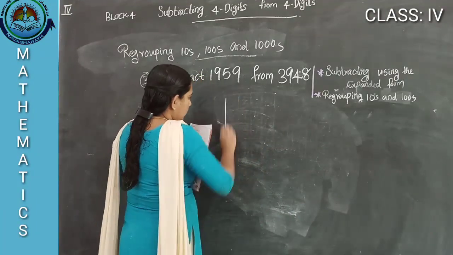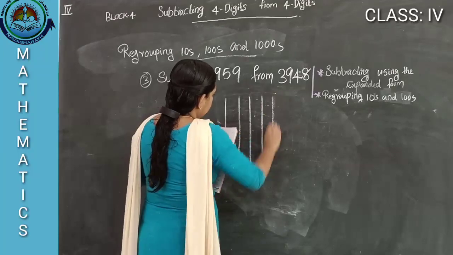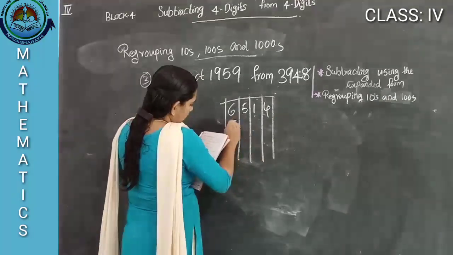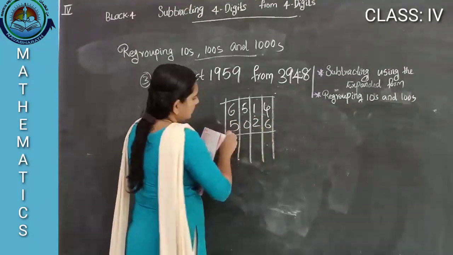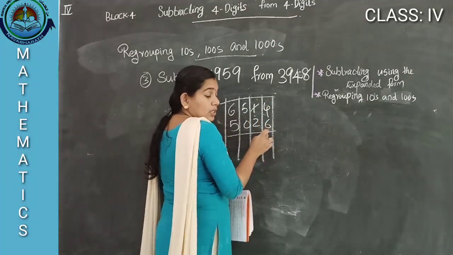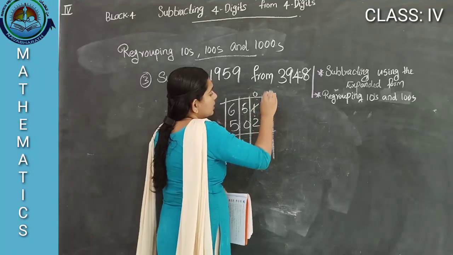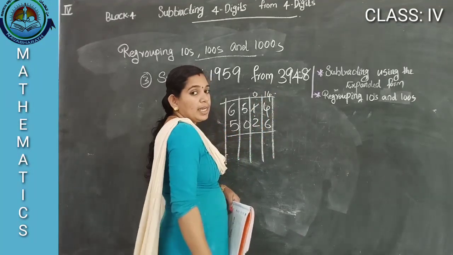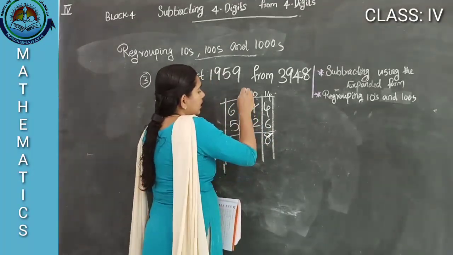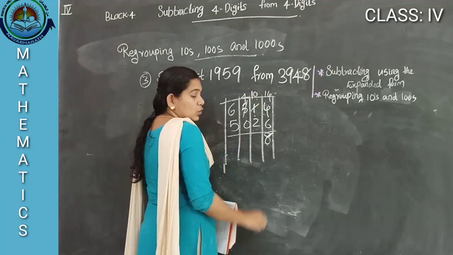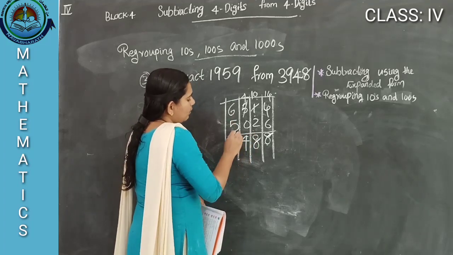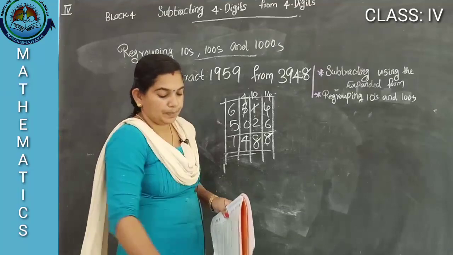Fourth question. 6,514 minus 5,026. So we are taking 1 from here. 4 minus 6 is not possible. So we are taking 1. This becomes 0. 14. 14 minus 6, 8. 0 minus 2 is not possible. We are taking 1 from here. This 5 becomes 4. 10. 10 minus 2, 8. 4 minus 0, 4. 6 minus 5, 1. Okay.